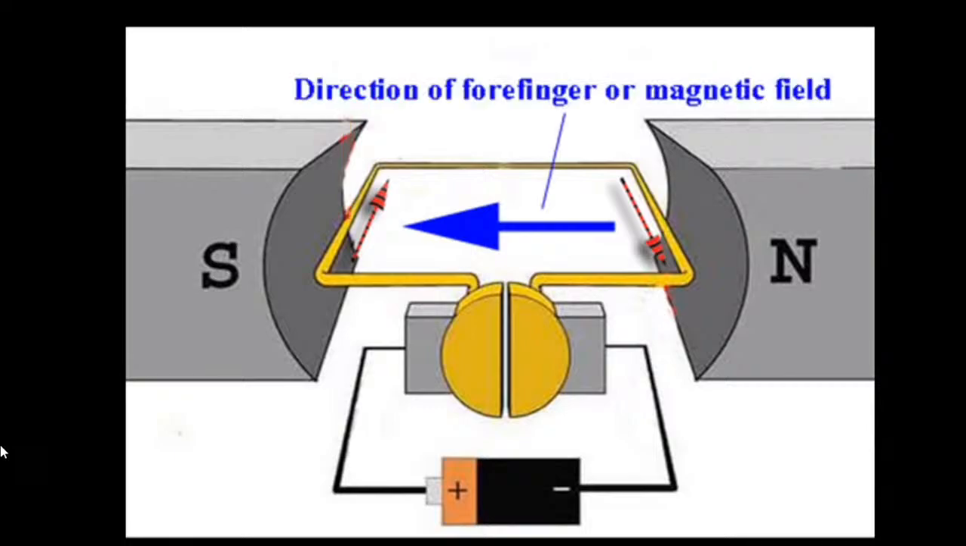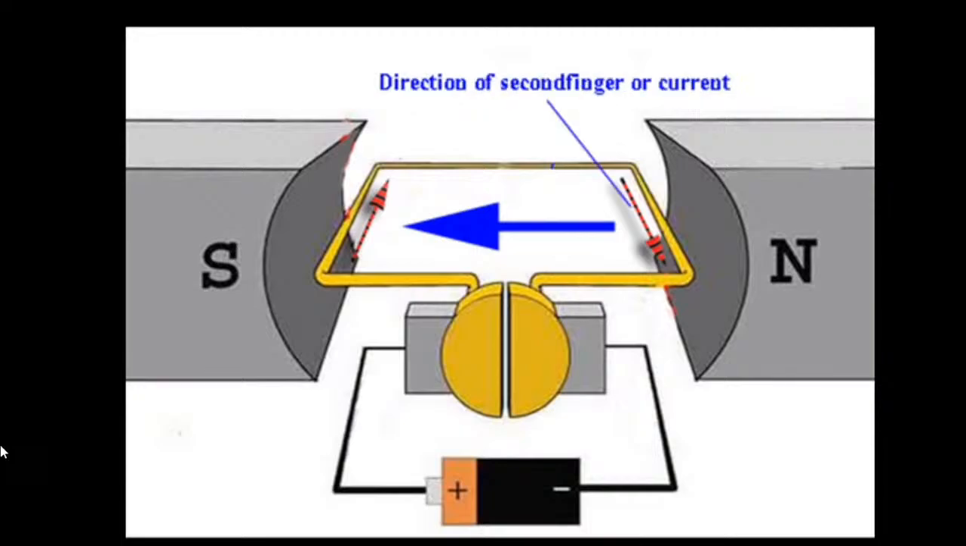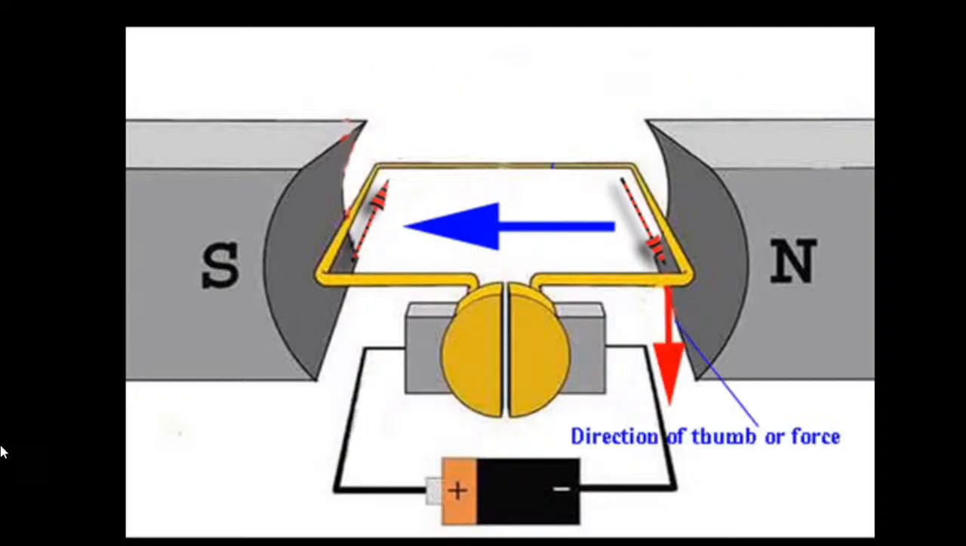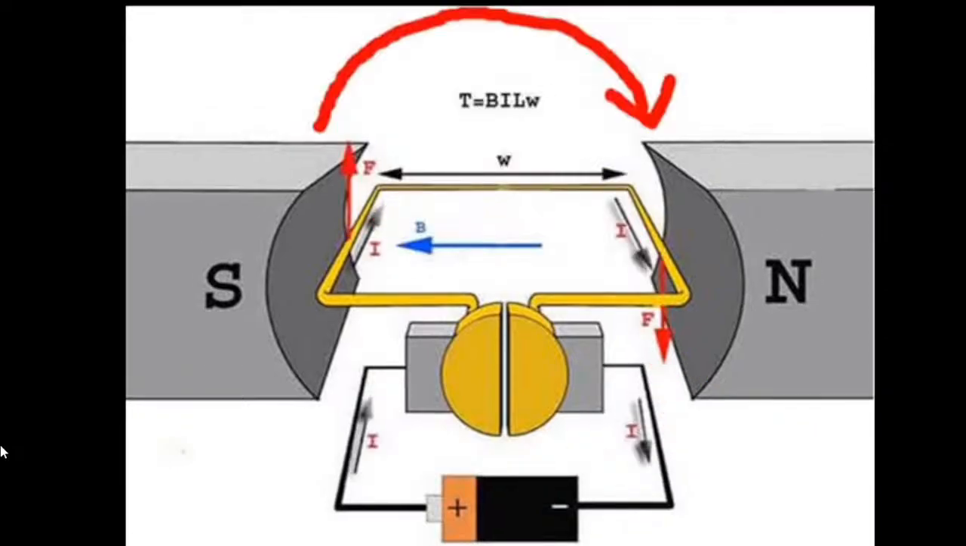Similarly, again if the forefinger is aligned along the direction of magnetic field, that is from North Pole to South Pole, and the second finger or middle finger is aligned along the direction of current in the right side conductor, then the thumb indicates the direction of mechanical force. This is clearly downward here. Due to these upward and downward forces, the turn tends to rotate in clockwise direction as shown.